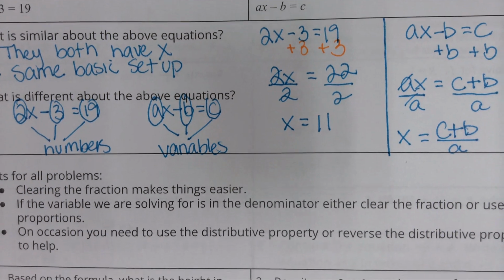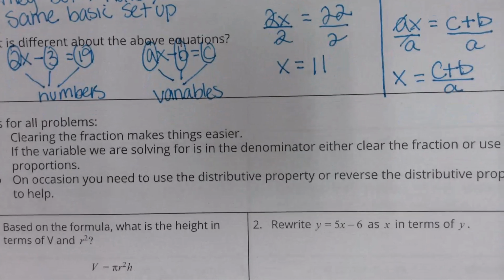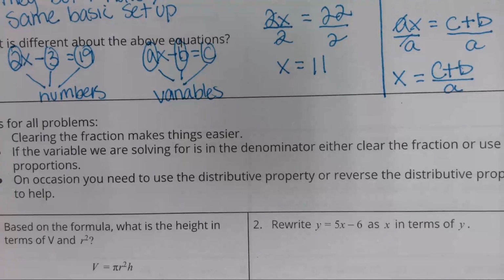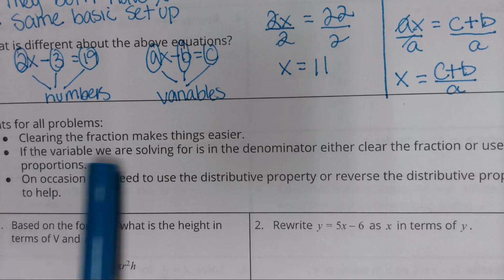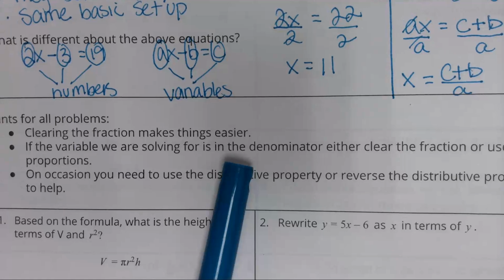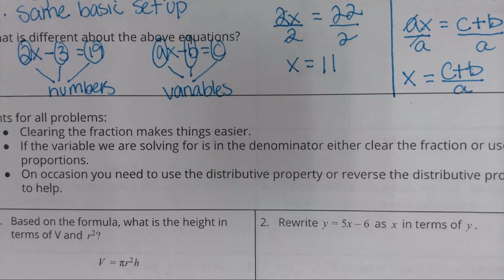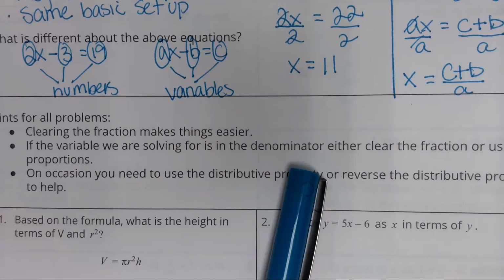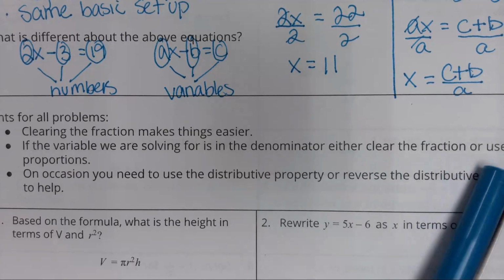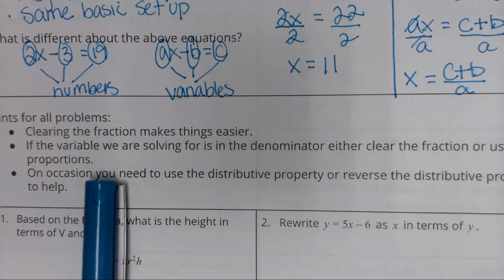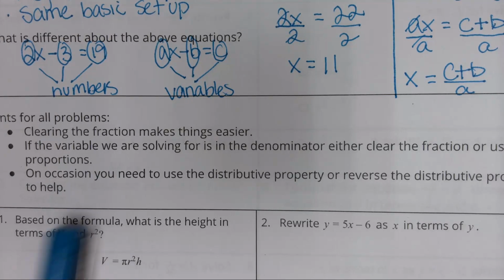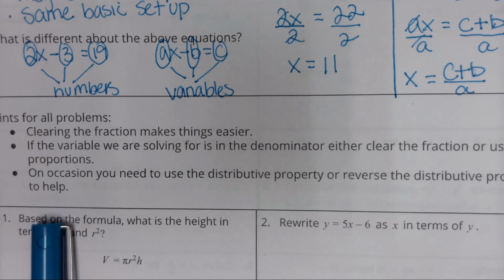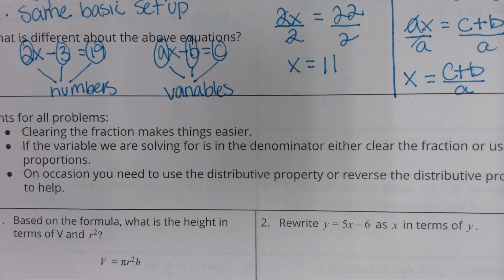So some hints. We're going to do these 6 examples together, and we're going to do a bunch of whiteboard practice today. If there's fractions, we would like to clear them out to make things easier. If the variable we are solving for is in the denominator, either clear the fraction or use proportions. Oh man, cross multiplication, you remember that? On occasion, you might need to use distributive property. All right, here we go.